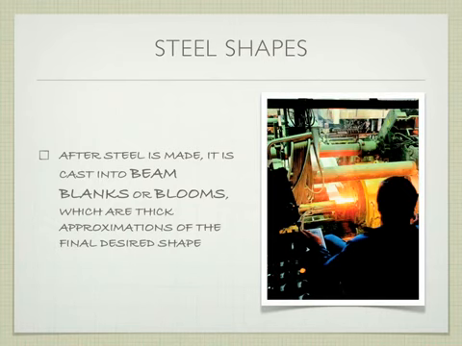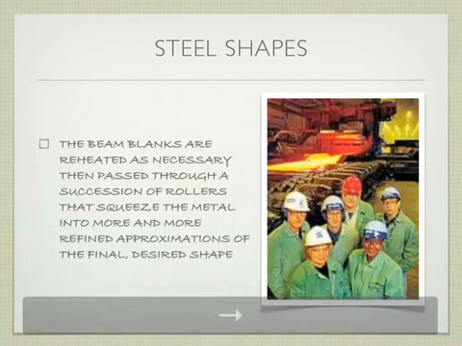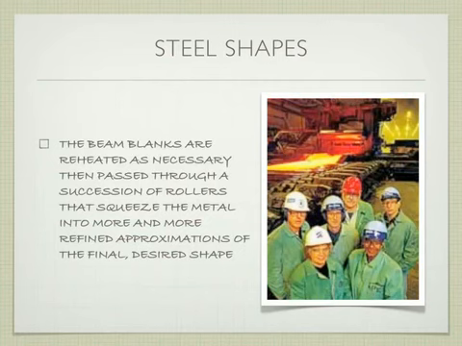So if we're doing a wide flange, it's going to be in roughly an H shape. If we're doing some kind of a flat sheet, it's going to be a larger flat sheet. It's going to be a rough size. The beam blanks are then reheated as necessary and passed through a successive series of rollers that make it closer and closer to its final shape.